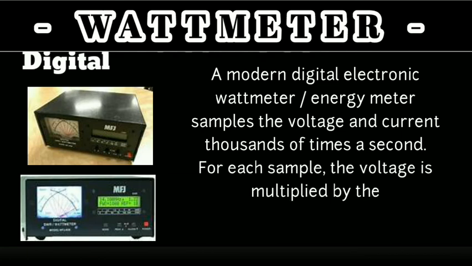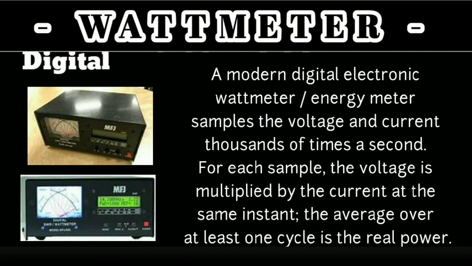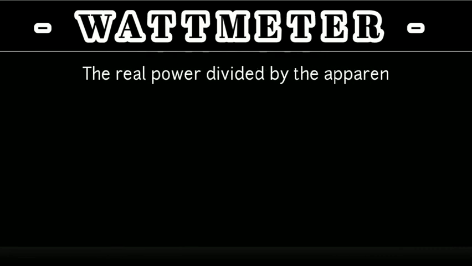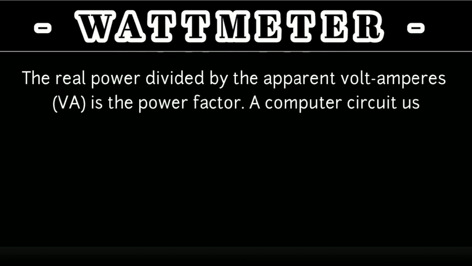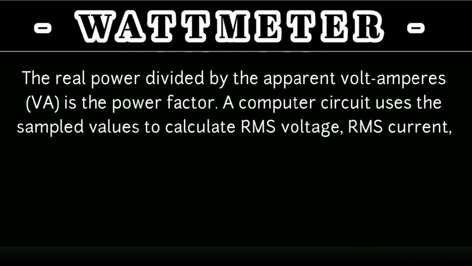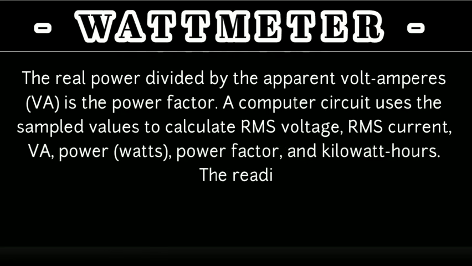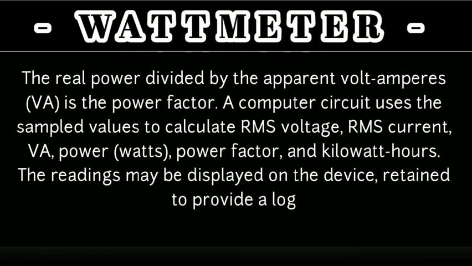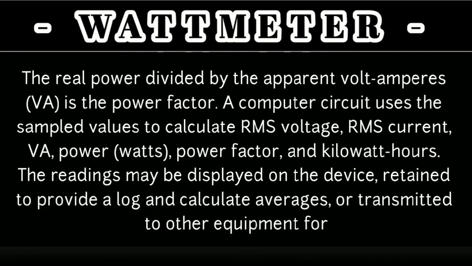For each sample, the voltage is multiplied by the current at the same instant. The average over at least one cycle is the real power. The real power divided by the apparent volt-amperes, VA, is the power factor. A computer circuit uses the sampled values to calculate RMS voltage, RMS current, VA, power in watts, power factor, and kilowatt hours. The readings may be displayed on the device, retained to provide a log and calculate averages, or transmitted to other equipment for further use.